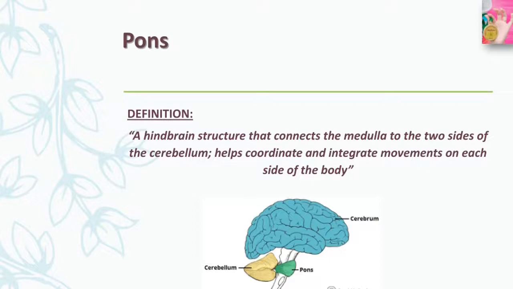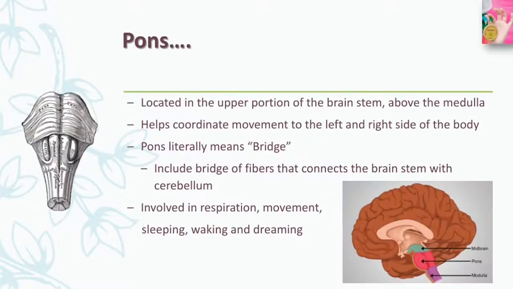Pons definition: a hindbrain structure that connects the medulla to the two sides of the cerebellum, which helps coordinate and integrate movements on each side of the body. Now, if we talk about the location of the pons, above the medulla is a swelling of tissues called the pons, which represents the uppermost level of the hindbrain.